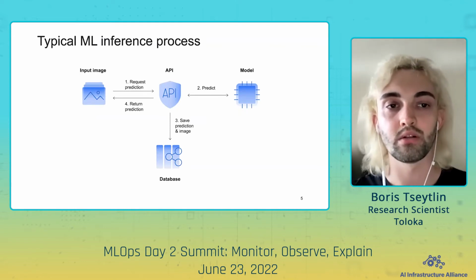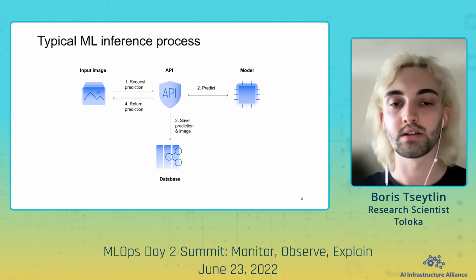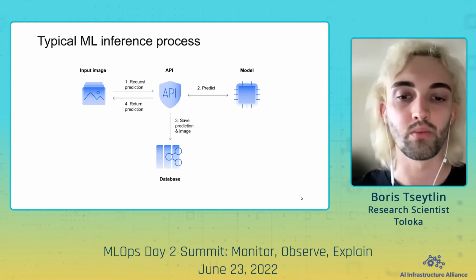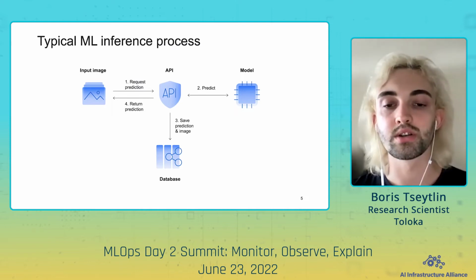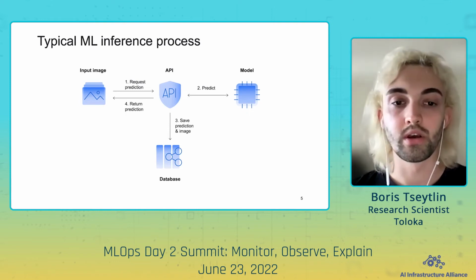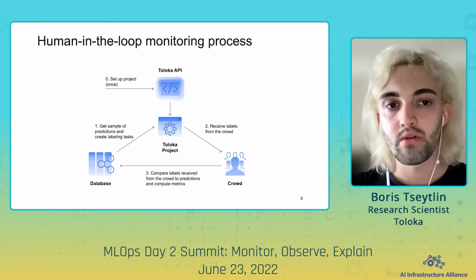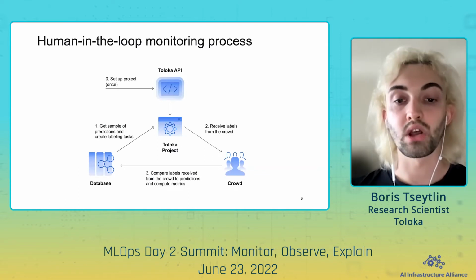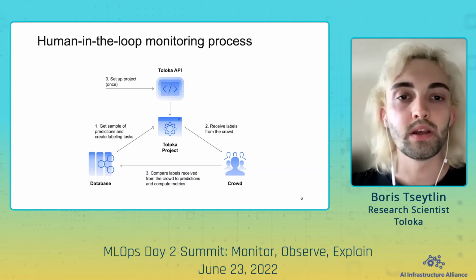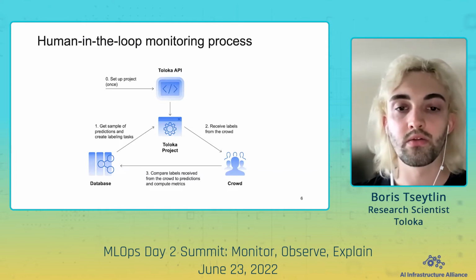So imagine the typical machine learning process on the inference side. You have some, let's imagine, images on the input. You send them to an API, which sends them to a model, and then you save the predictions and images for later, so that you can apply your monitoring toolkit. And then you give the prediction. If you wanted to get the ground truth from some crowdsourcing tool, this is how you would do it. This is the process for setting up the human in the loop, where you get the labels from people.